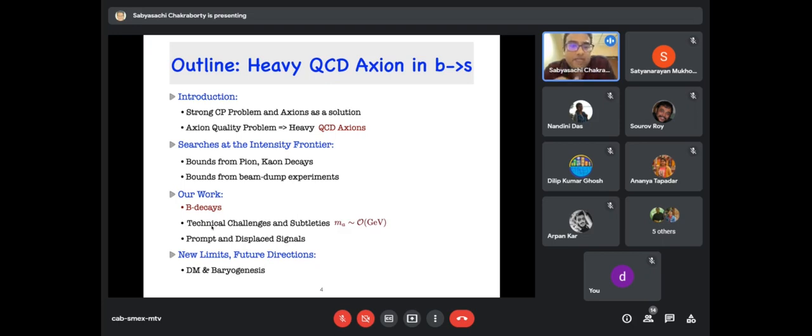Now, B decays would be a channel where axion is produced. The axion also needs to decay. And we consider two such decay patterns, prompt and displaced. And this gives different constraints in the parameter space. And I'll conclude with some new limits, and some future directions that I'm presently thinking about or would like to work on in the near future.